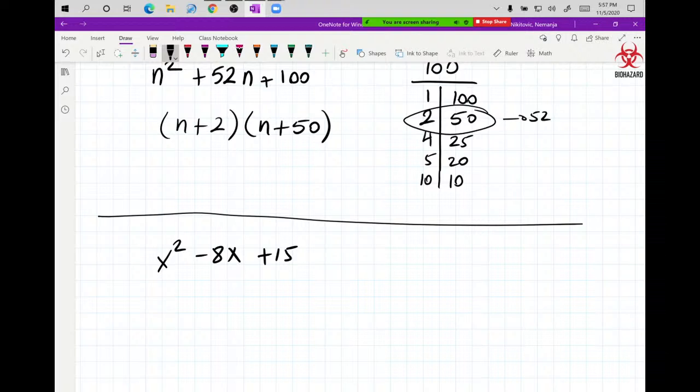So now we have a negative sign. Nothing changes, guys. You still have to find factors of 15. And those are 1 and 15, 3 and 5, and then nothing else works. That's it. Those are the two pairs.